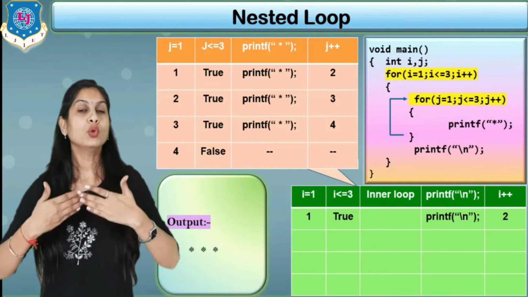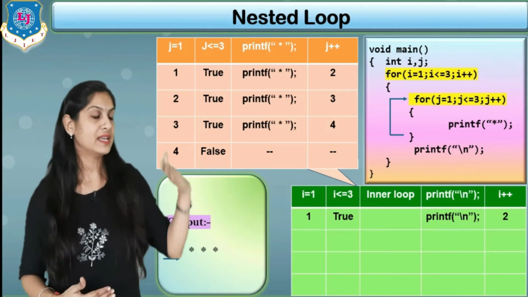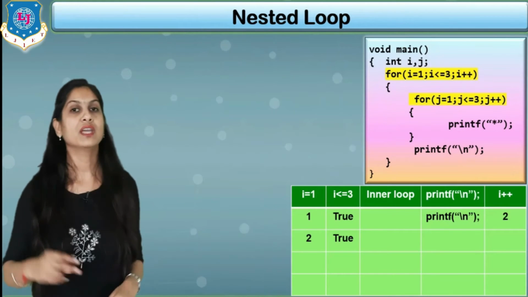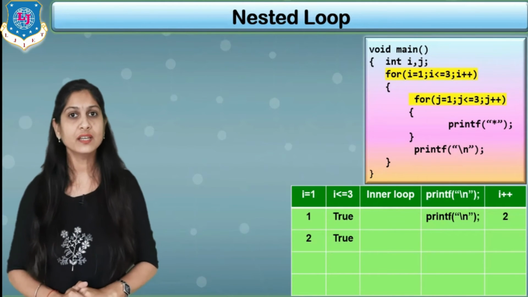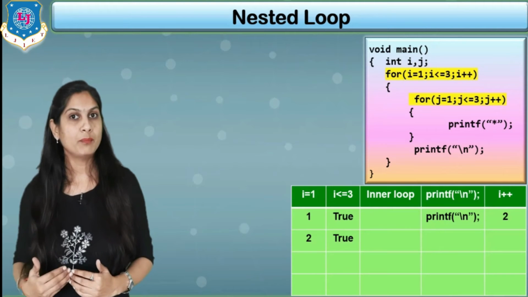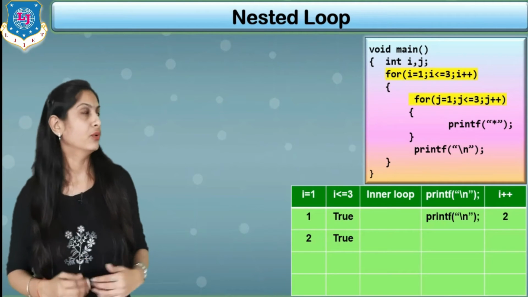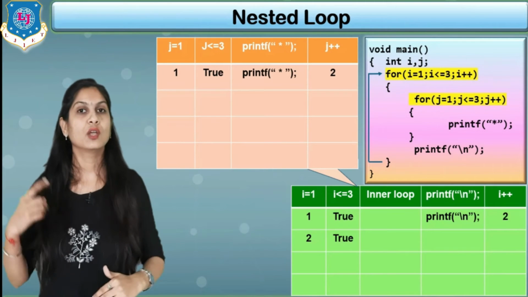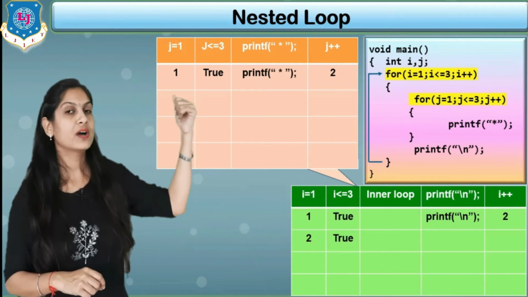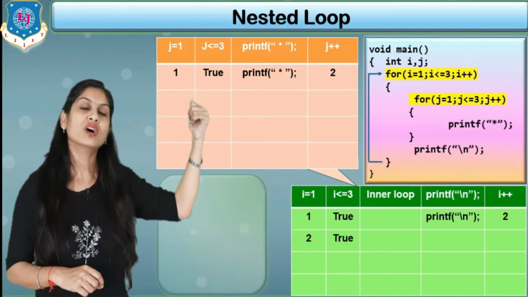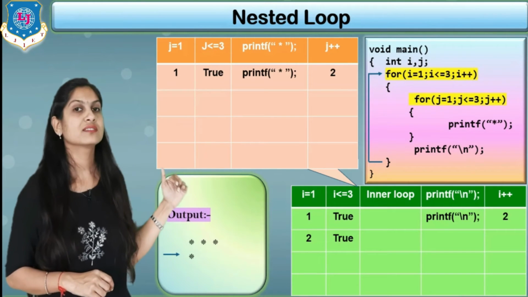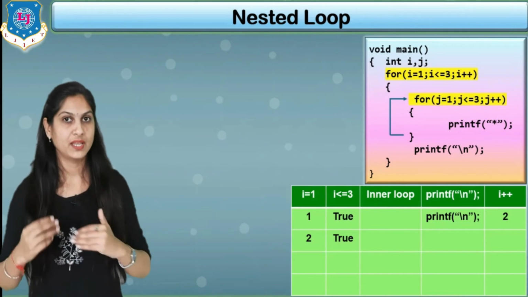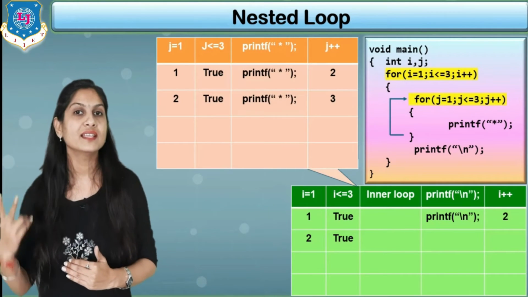printf \n, which means the new line will be executed and the cursor moves to the second row, and now our i becomes 2. Clear? So the same funda we have to apply for the second row. Now jump to the inner loop and j equals 1. So in the first column the condition is true, 1 is less than 3, the first star in the second row will be displayed. Now j is incremented, that is 2.